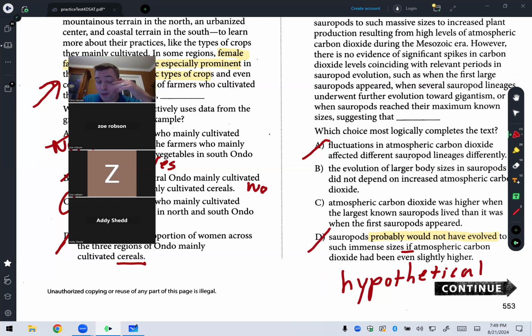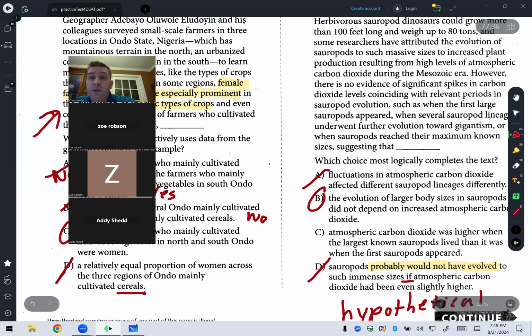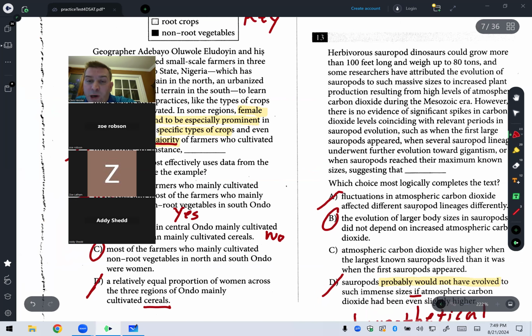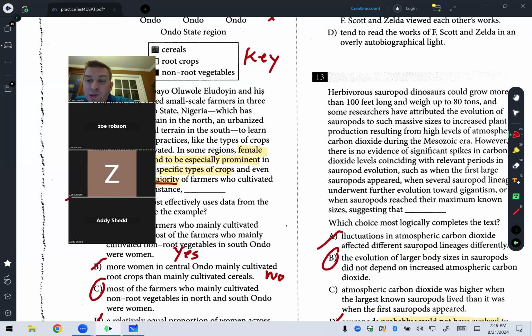The correct answer would actually be B for this one. It seems as if the scientists were perhaps even mistaken. What we learn is the evolution of larger body sizes in sauropods did not depend on increased atmospheric carbon dioxide. It seems as if their original supposition is incorrect.